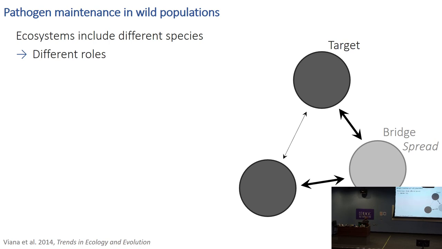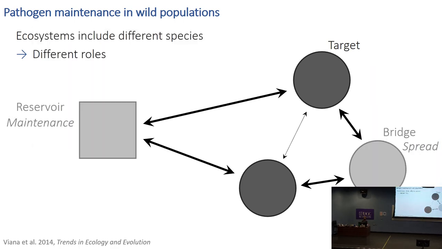So we have different species in an ecosystem that can play different roles in our epidemiological network. So we can have bridge species, which will spread pathogen between different subpopulations, so for instance, different colonies in seabirds. And we can have reservoir species, which are involved in the maintenance of a pathogen in a system. So the fact that it sticks around over a season, across different seasons, and so on. And it's important to acknowledge those different roles that different species can play, even if we might be tempted to only focus on the one species for which we have a specific interest.